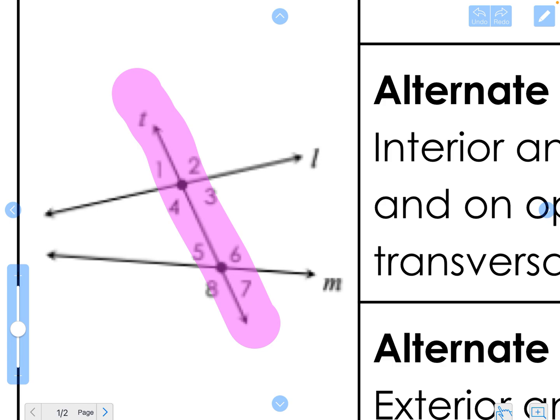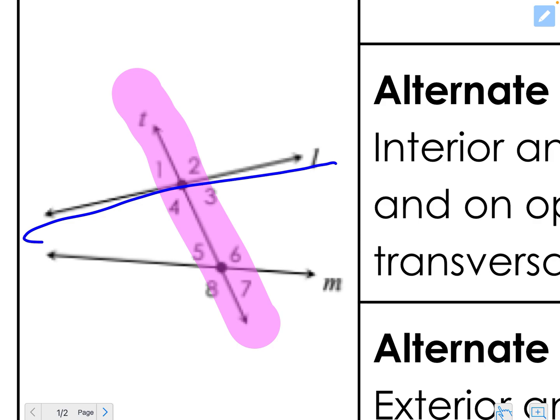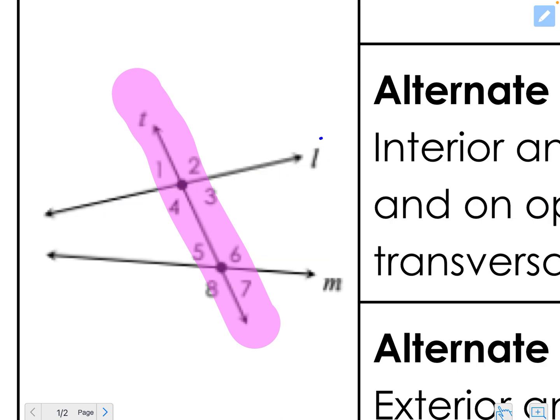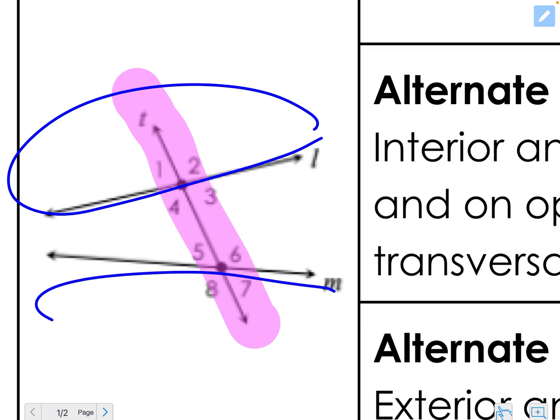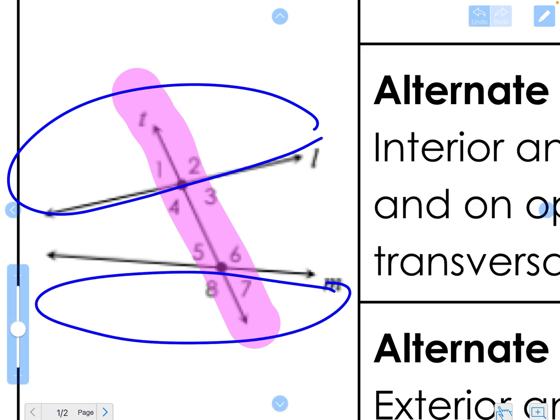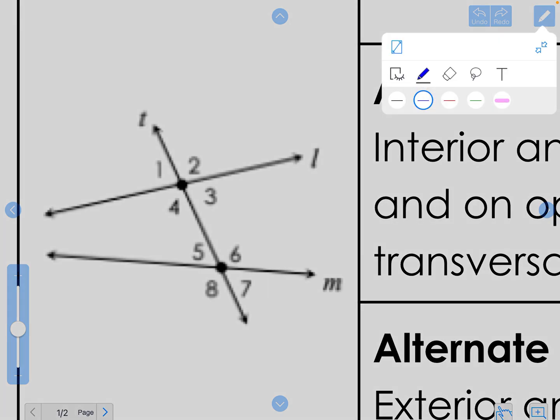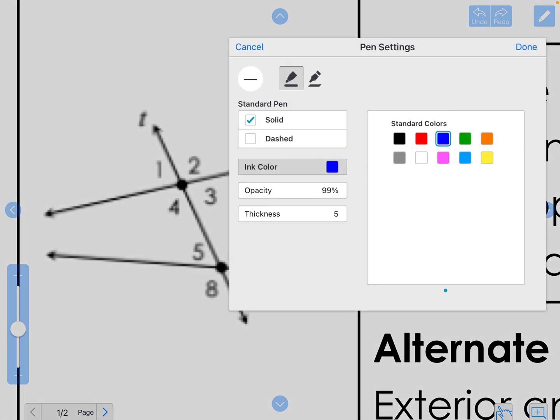The next phrases you'll hear are interior and exterior. Interior is anything in between the two lines that the transversal is on, and exterior is anything outside those two lines. So again, you've got interior and exterior, and then you have same side. And right now we're going to look at corresponding angles. When we're looking at corresponding angles, they have to be in the same position on the same side.